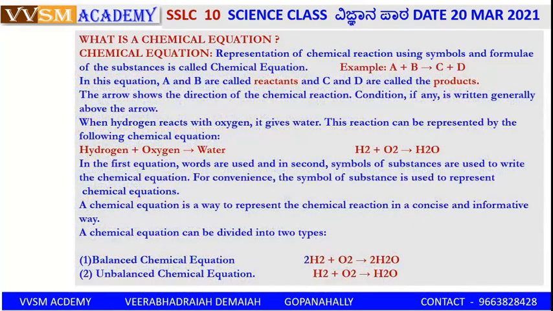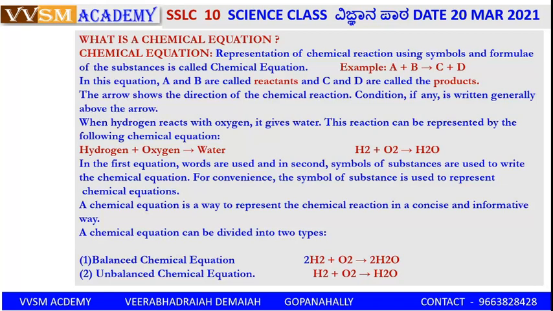Chemical equation. What is a chemical equation? It is a representation of a chemical reaction using symbols and formulae of substances. A plus B gives C plus D is called a chemical equation. Here A and B are the reactants, C and D are the products. Hydrogen combines with oxygen, gives water. H2 plus O2 gives H2O. In the first equation, words are used. In the second equation, symbols are used.